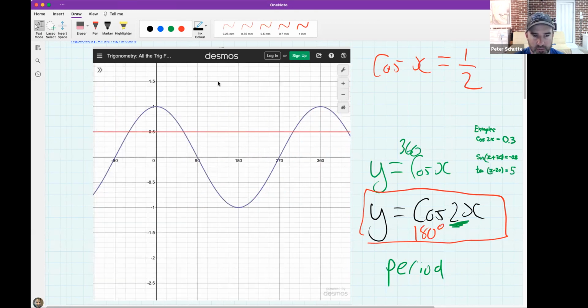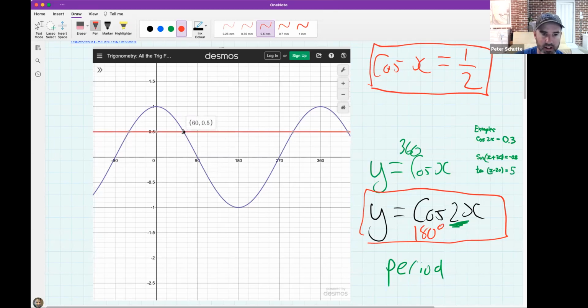Okay, now what I'm visualizing is if you want to know what the solution to the equation cos x equals a half is, it's where the two graphs meet here. So the one answer is going to be at 60. Can you see it's 60? And then the other point is going to be at 300. So that's why the solution to this trig equation is 60 and 300.